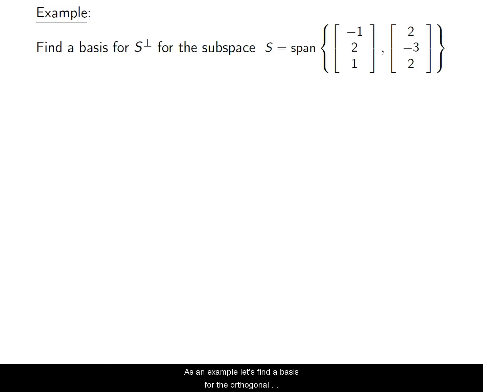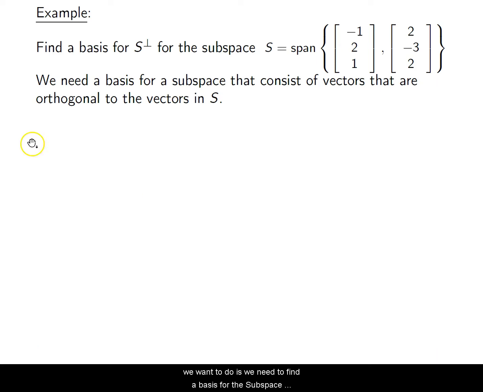So as an example, let's find a basis for the orthogonal complement for a subspace S, where S is generated by linear combinations of these two vectors. Okay, so what does it mean for me to have to find a basis? We need to find a basis for the subspace that consists of vectors that are all orthogonal to both of these. So whatever vectors I have for my basis, they all have to be orthogonal to these two.